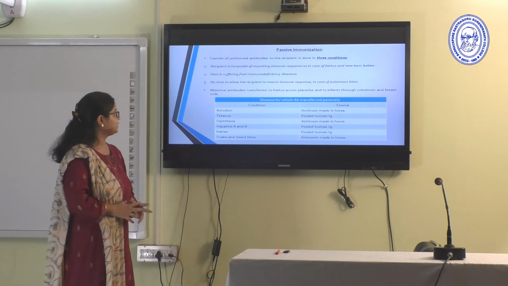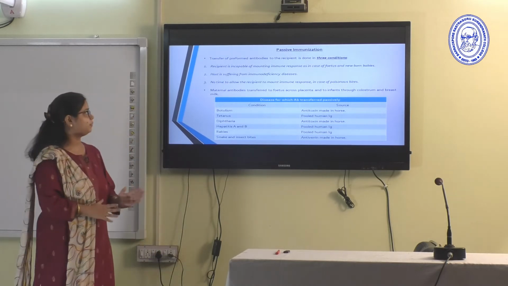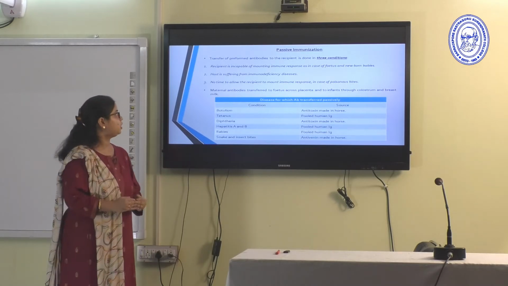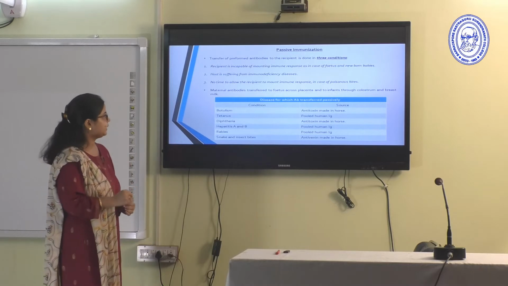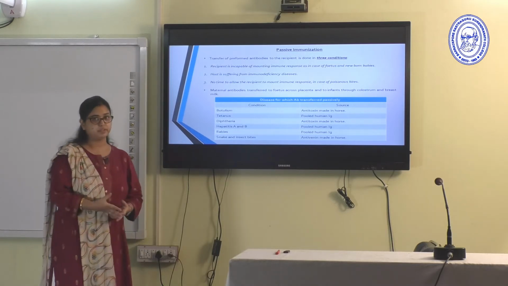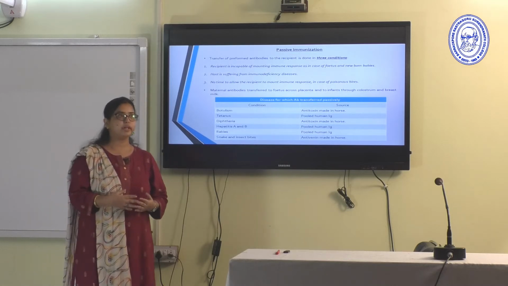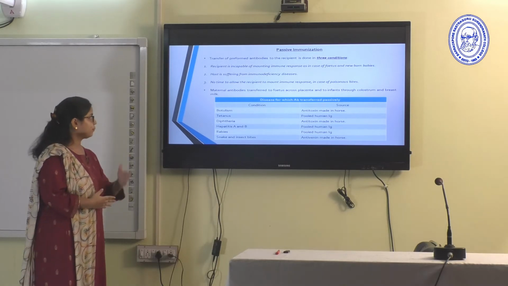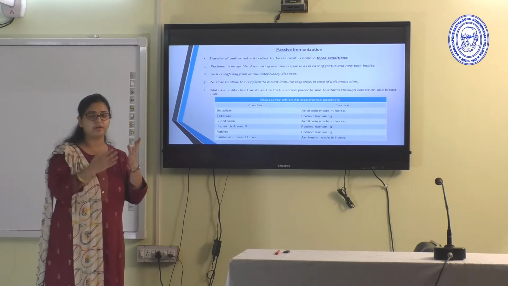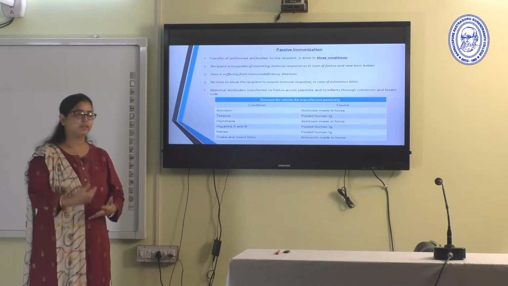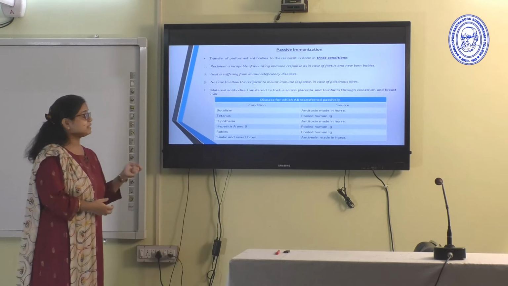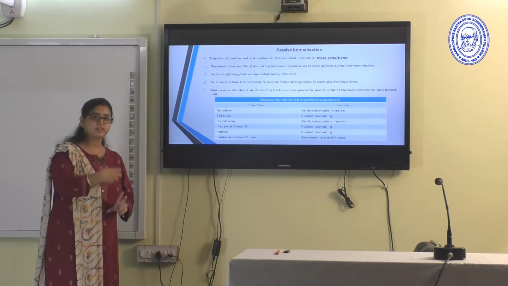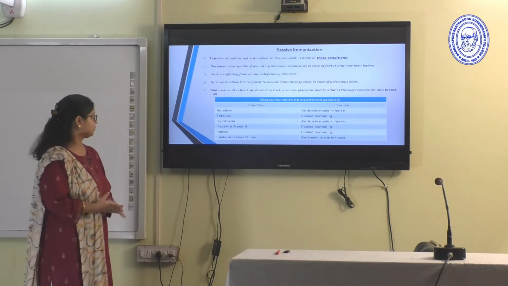So, passive immunization. When can we give passive immunization? There are three conditions. One is when the recipient is incapable of mounting an immune response, as in fetal or newborn babies. In fetuses and newborn babies, they are not capable enough to mount a huge immune response. In that case, the baby is naturally provided with maternal antibodies. Or if the host is suffering from any immunodeficiency disease, in that case antibodies need to be given from outside.